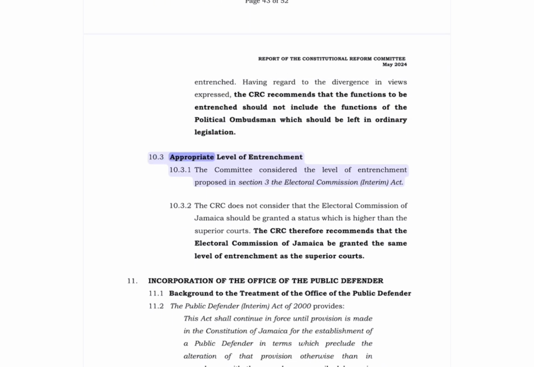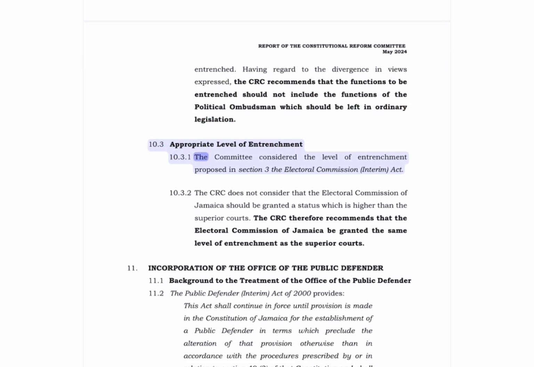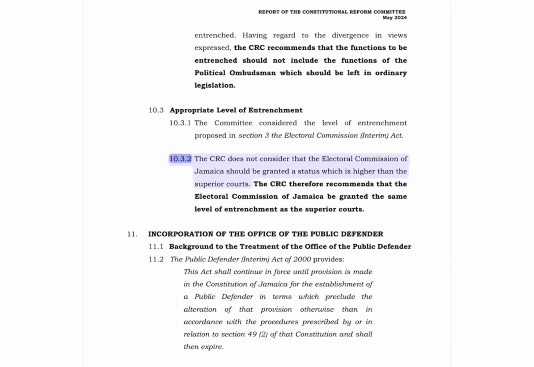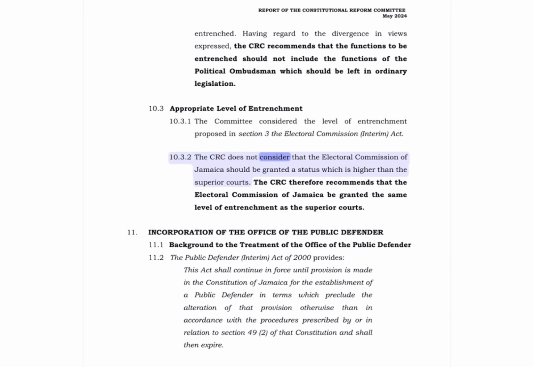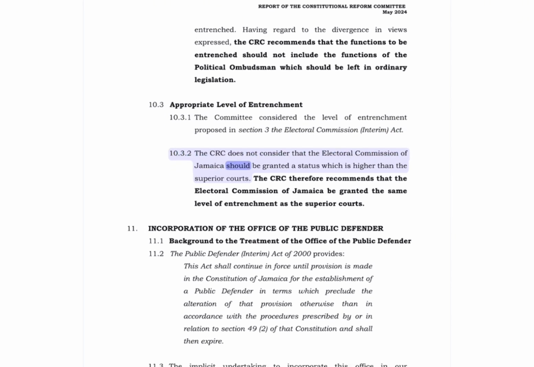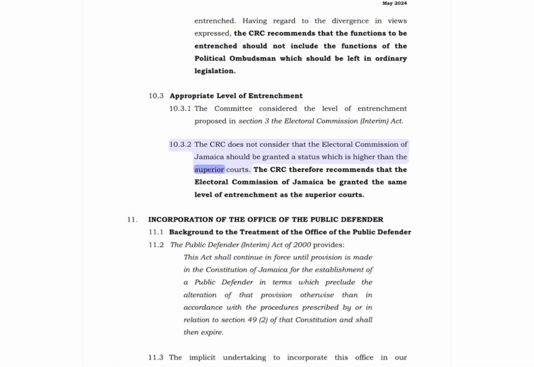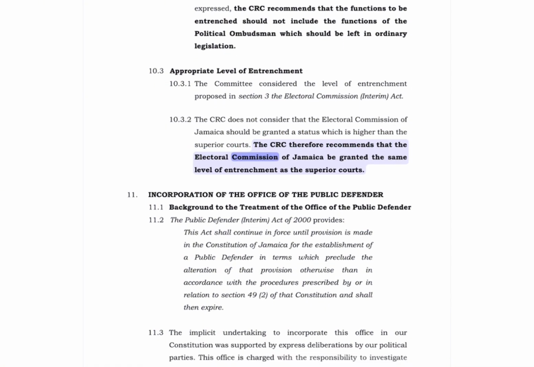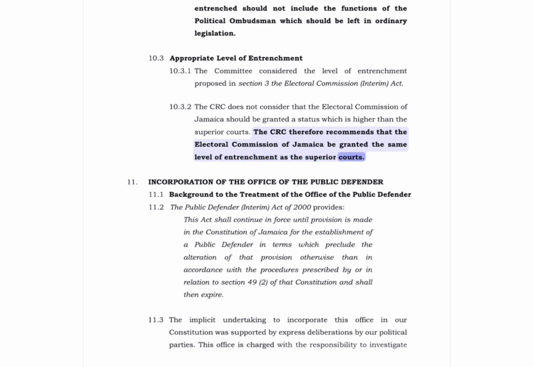10.3 Appropriate level of entrenchment. 10.3.1 The committee considered the level of entrenchment proposed in Section 3, the Electoral Commission Interim Act. 10.3.2 The CRC does not consider that the Electoral Commission of Jamaica should be granted a status which is higher than the superior courts. The CRC therefore recommends that the Electoral Commission of Jamaica be granted the same level of entrenchment as the superior courts.